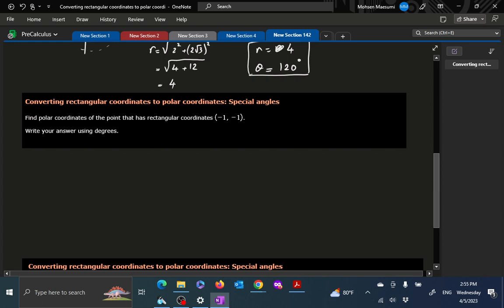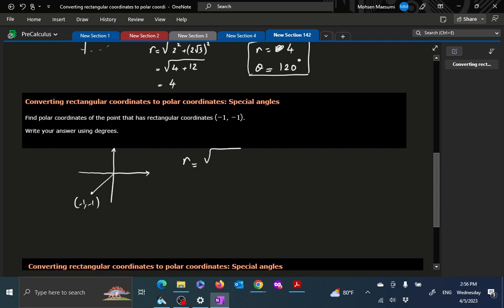How about this case? This is minus 1, minus 1. Minus 1, minus 1 will be here, of course. Here's my x, y. R, the easy one, is the square root of the sum of squares of the two components, which is radical 2. In addition to that, how about theta? Well, you can visually tell what theta is. You can go in the counterclockwise direction. So this is pi, another pi over 4. It's 5 pi over 4.